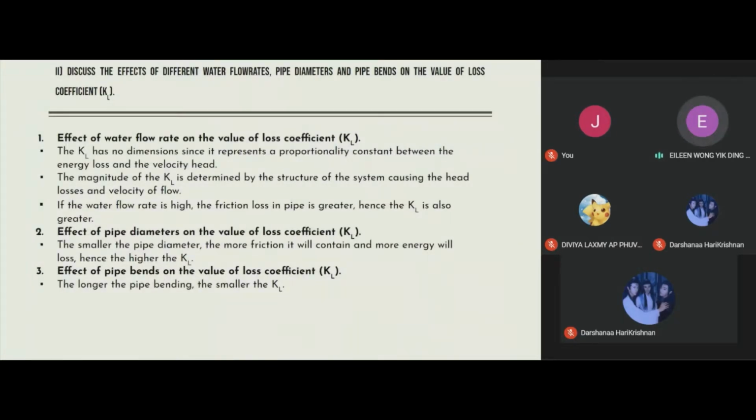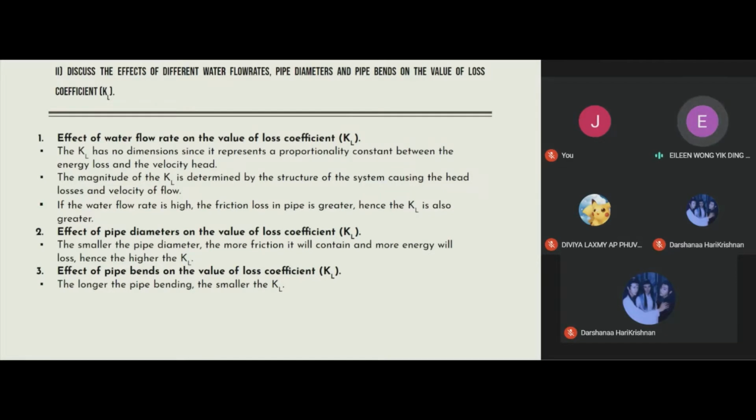Next, discuss the effect of different water flow rates, pipe diameters, and pipe bends on the value of loss coefficients. The first one is the effect of water flow rate on the value of KL. The KL has no dimension since it represents a proportionality constant between the energy loss and the velocity head. So the magnitude of the KL is determined by the structure of the system, causing the head losses and velocity of flow. So if the water flow rate is high, the friction loss in pipe is greater. Hence, the loss coefficient is also greater.